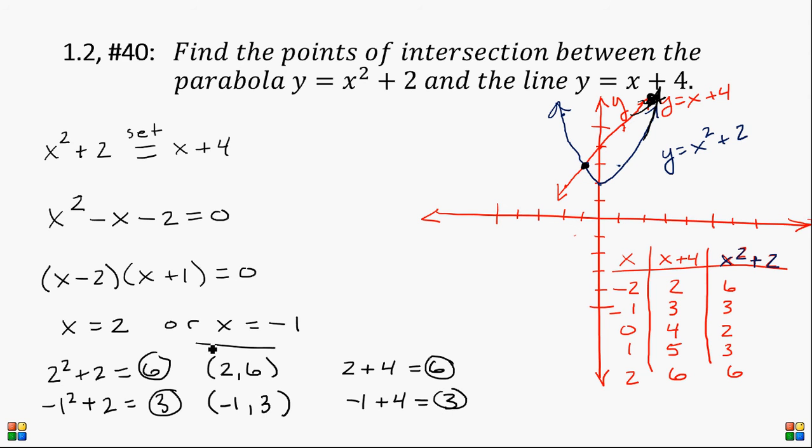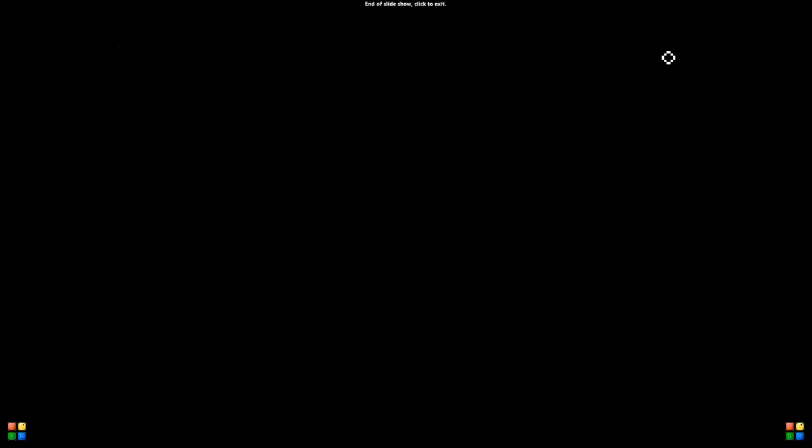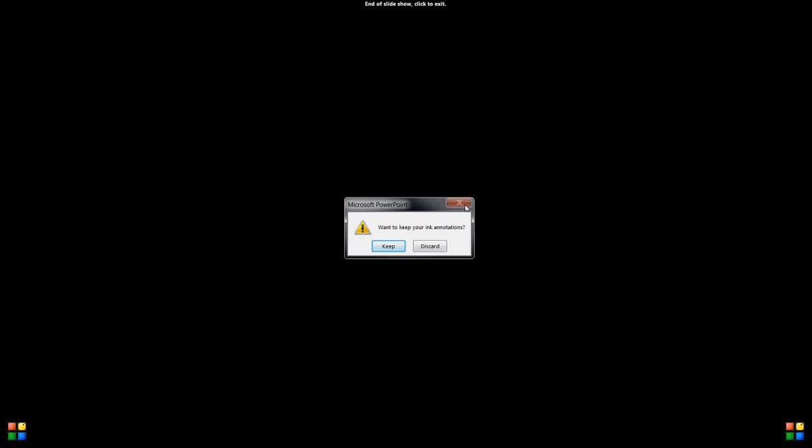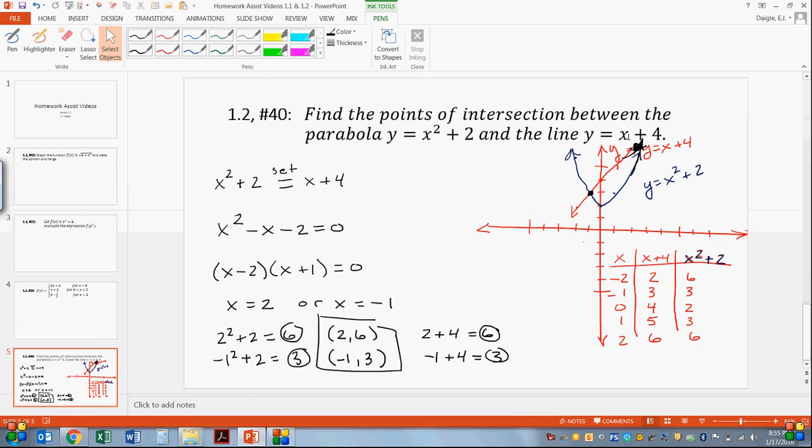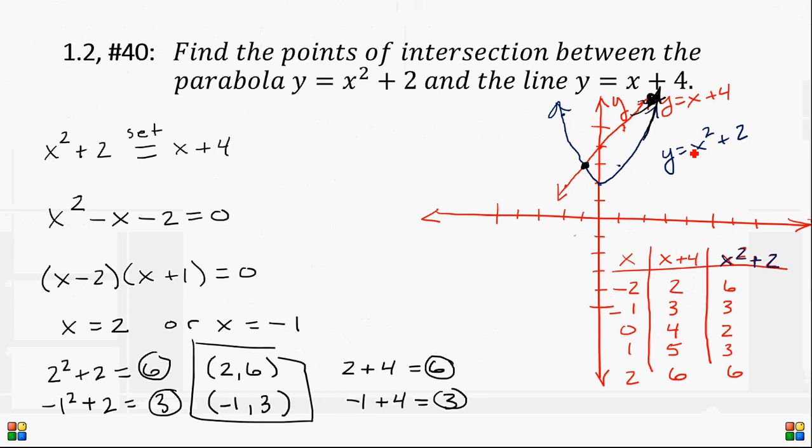There are your 2 points of intersection for these two equations, and the only 2 points, because once the parabola crosses there, they're never going to cross again, right? And once it crosses here, they're never going to cross again. So those are your answers there, 2, 6, and negative 1, 3.